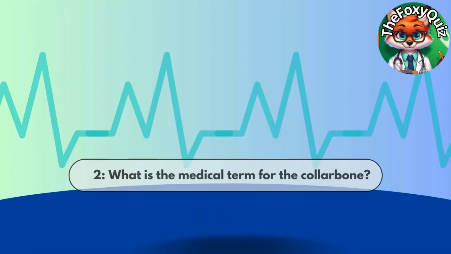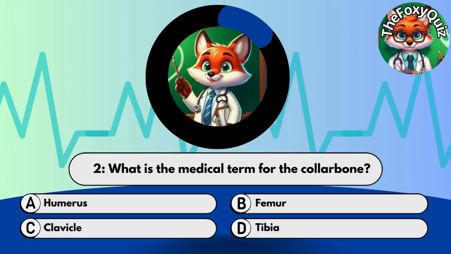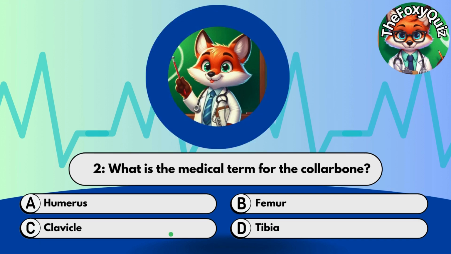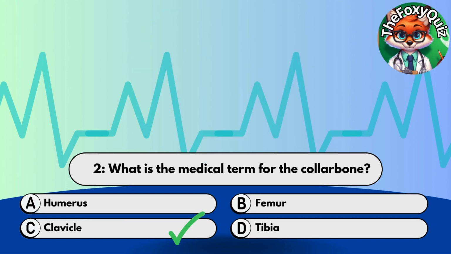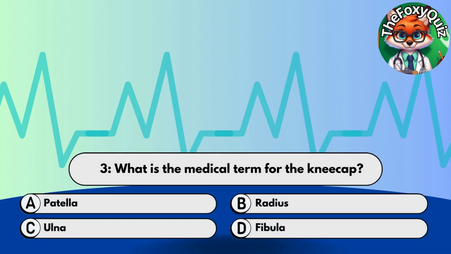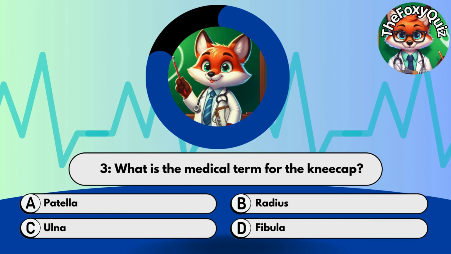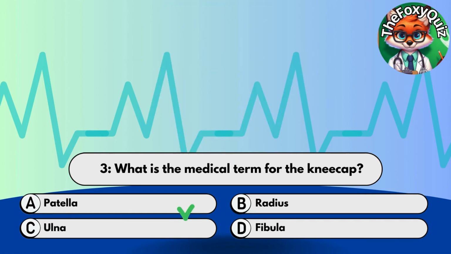Question 2. What is the medical term for the collarbone? Which option is correct? A, B, C, or D? Answer: C, clavicle. Question 3. What is the medical term for the kneecap? A, patella, B, radius, C, ulna, D, fibula. Answer: A, patella.